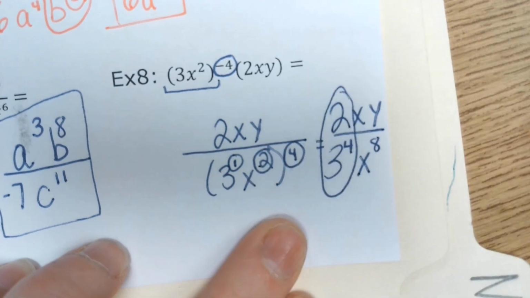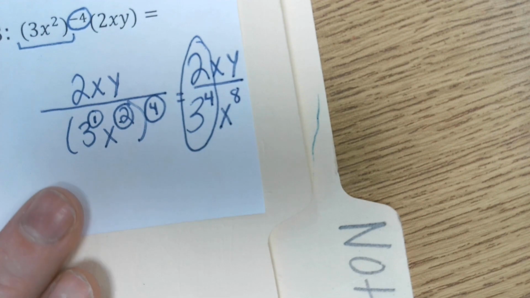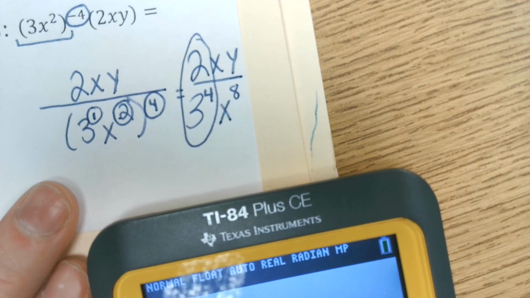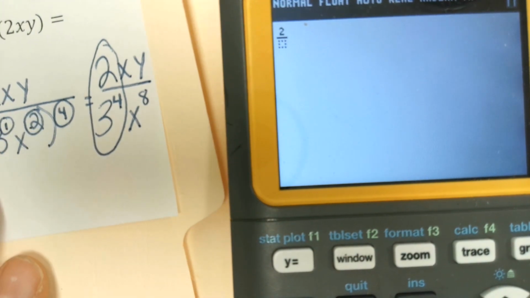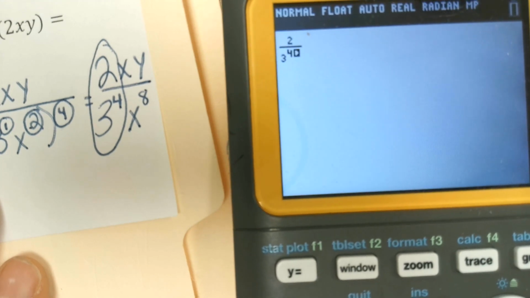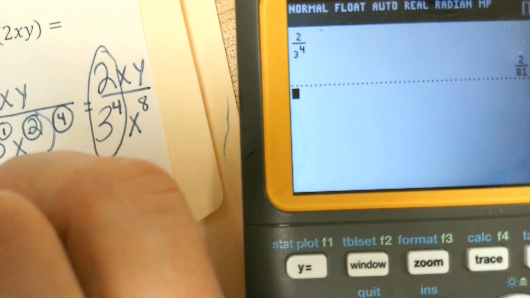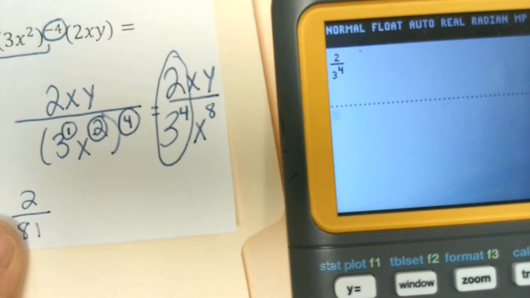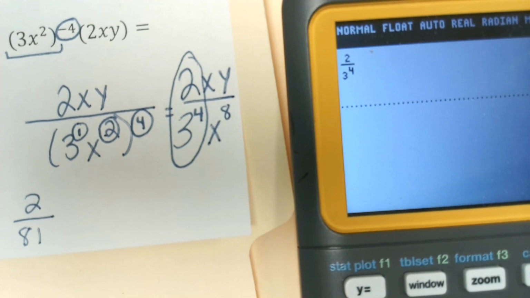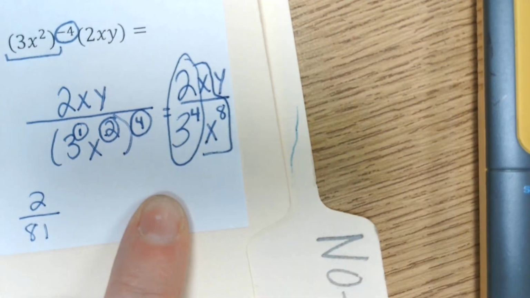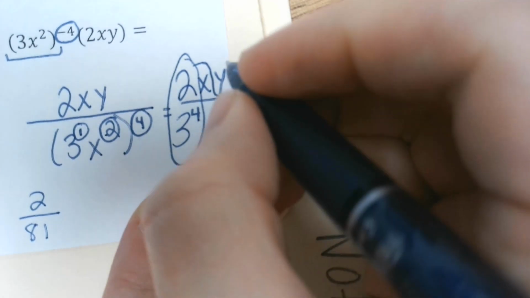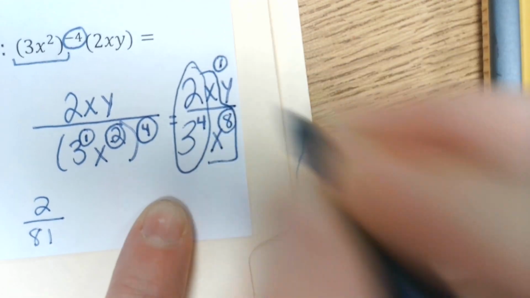Okay, we need to simplify this guy right there. And you know what? You can put it in your calculator just like that. Alpha y equals. Put it in. You're going to have 2 over 3 raised to the 4th. Two over 81. Okay. So 2 over 81. Okay, and then we need to simplify the x. X on top and then x to the 8. So that's really x to the 1 over x to the 8.